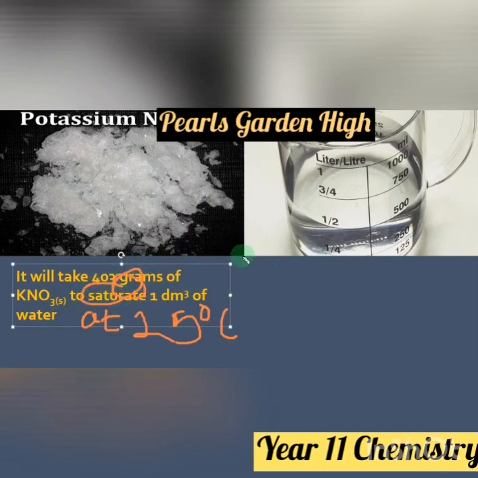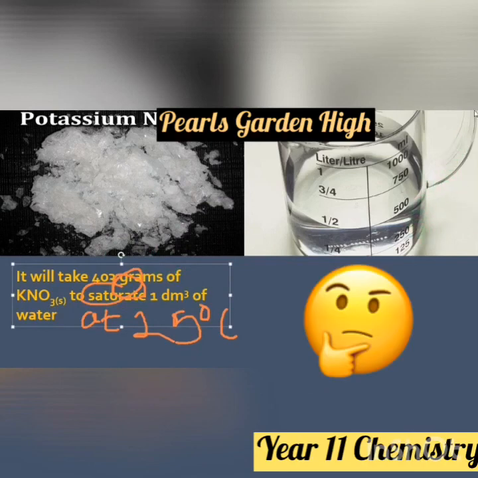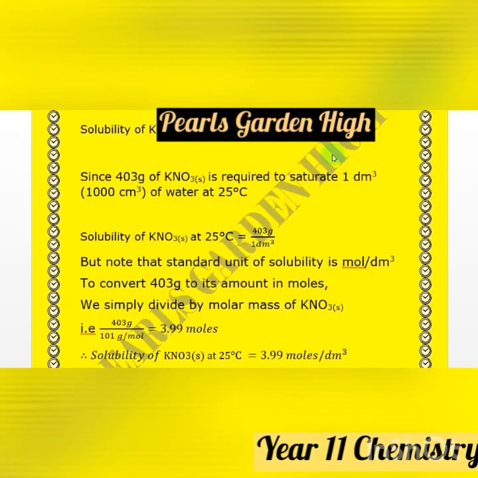So quickly pause this video and think of how to convert this to moles to get the solubility in moles. As you can see, this is simply done by dividing the mass given by the molar mass. Since that is the amount required to prepare a saturated solution of 1000 cm cube, we simply divide that by the molar mass of the compound, and that gives us 3.99 moles per dm cube.